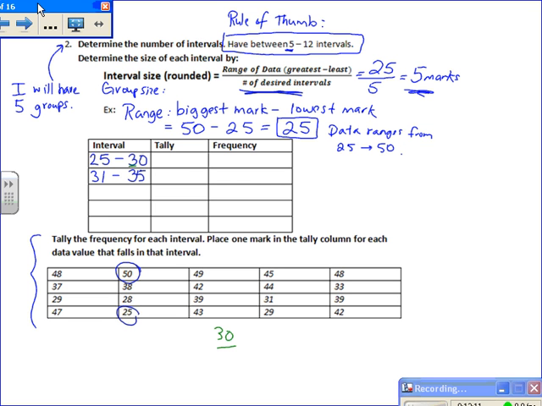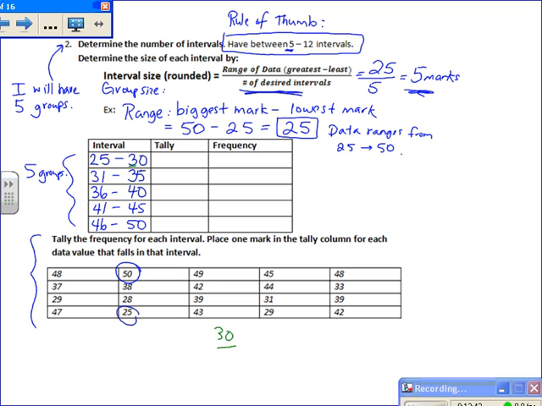So we'll make the next group from 36 up to 40. Okay, and then the next group will go up to 45, but we'll start it at 41. And the next group will go up to 50, but we'll start it at 46, just so that we don't count a score of 45 twice. Okay, so there I go. In total, I have 5 groups, and the interval size is 5 marks.